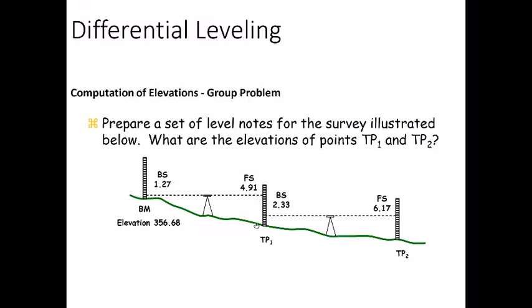Every time, what you need to do is subtract foresight from the backside. In this case, when you subtract 4.91 from 1.27, you get a negative answer. That means there is a fall. The second point is below the first point. Alternatively, if backside was 4.91 and the foresight was 1.27, then the difference would be positive. That means that the second point is above the first point.